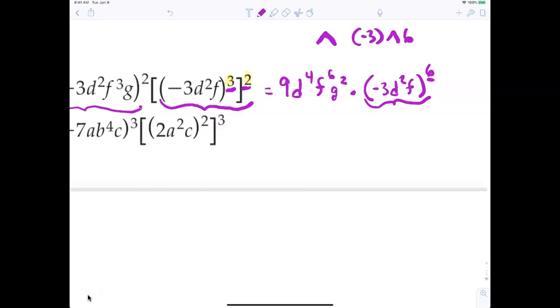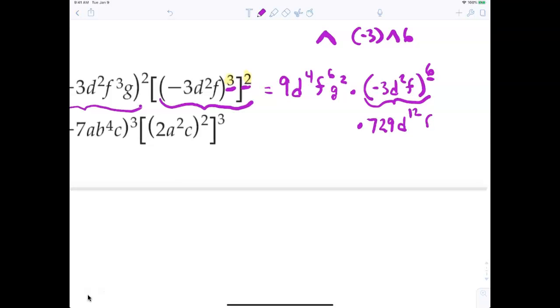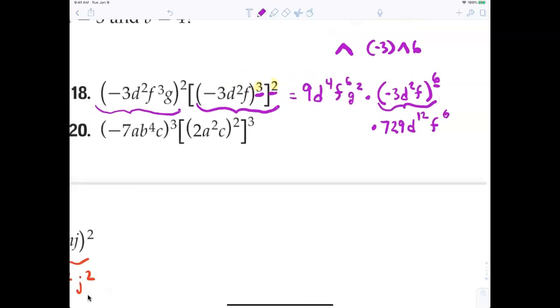Yeah. All right. So this will be times 729. Now, Miss Hulsman, what is D to what power? But we're raising, yes, there you go, girl. 12. F to the what power? Yes. Beautiful. And like I said, most people forget there's a 1 there. All right, now I'm going to bring down the 9, D to the 4th, F to the 6th, G squared.